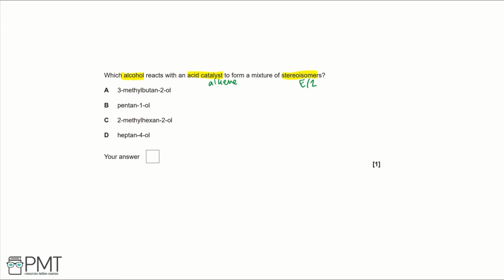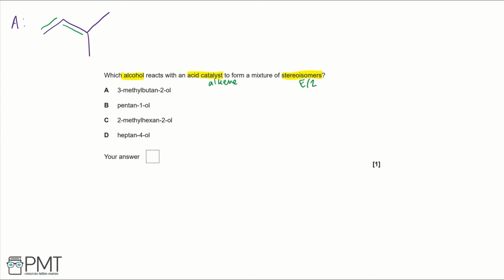So if we start with drawing out A, so we've got butan-2-ol, so we need a 4-carbon chain, and then we have 3-methyl, so here, and then 2-ol, so our OH on carbon number 2. When we react with this acid catalyst and form an alkene, we can either form one here or here, and we get rid of this OH group.